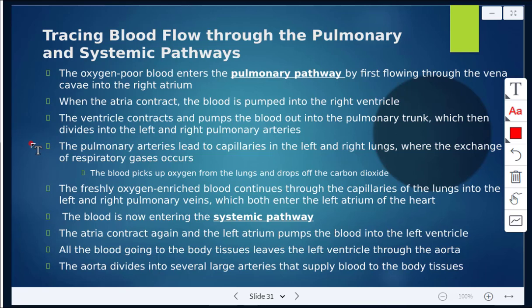Okay, the blood will pick up oxygen from the lungs and drop off the carbon dioxide. That freshly oxygen-rich blood will now go from the lungs to the left and right pulmonary veins and enter the left atrium of the heart. Okay, now the blood is entering the systemic pathway. The atria will contract and pump the blood to the left ventricle. From the left ventricle, the blood will go to the aorta. The aorta will then divide into large arteries and supply the blood to the body tissues.